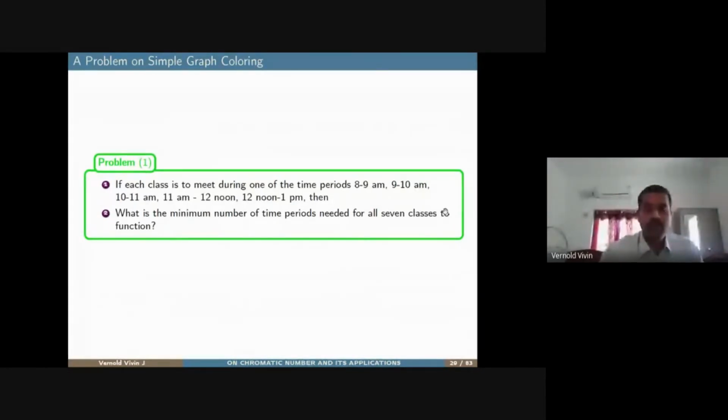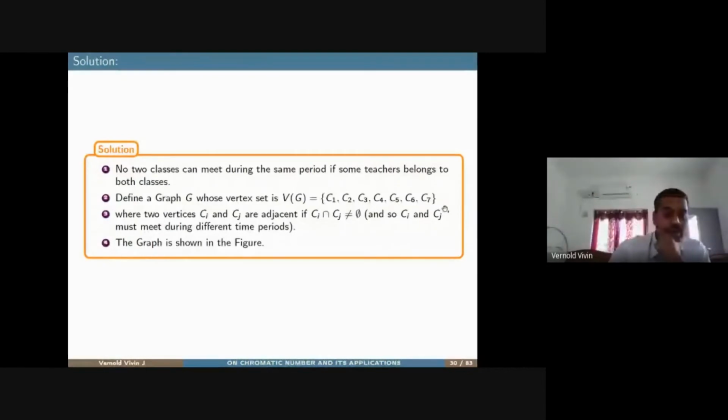So here we are going to find the minimum number of time periods for the 7 classes to function. Okay, so here the solution comes. No 2 classes can meet during the same period if some teacher belongs to both classes. I have explained this before. Now I'm going to define a graph whose vertex set V of G is denoted by C1, C2, C3, C4, C5, C6 and C7. They are nothing but 7 different classes.